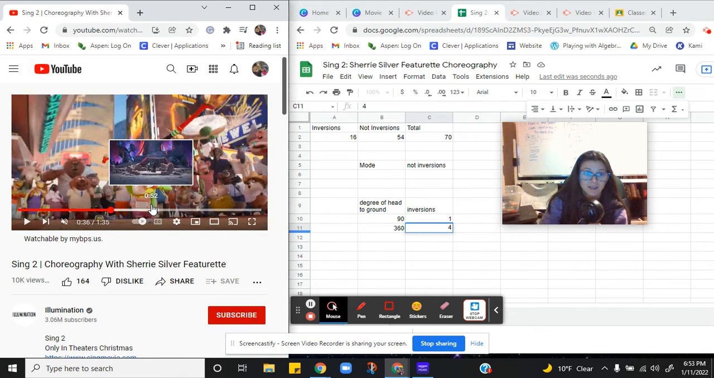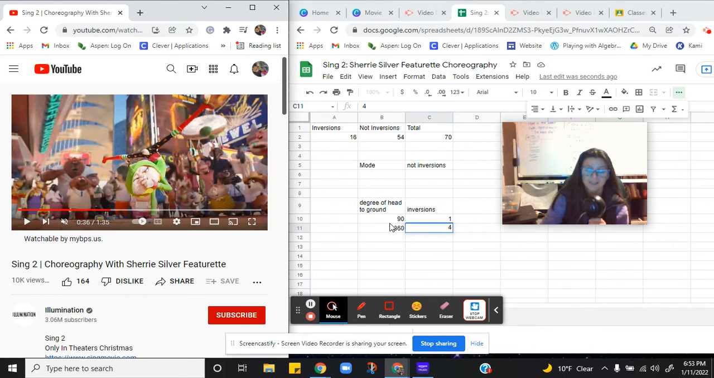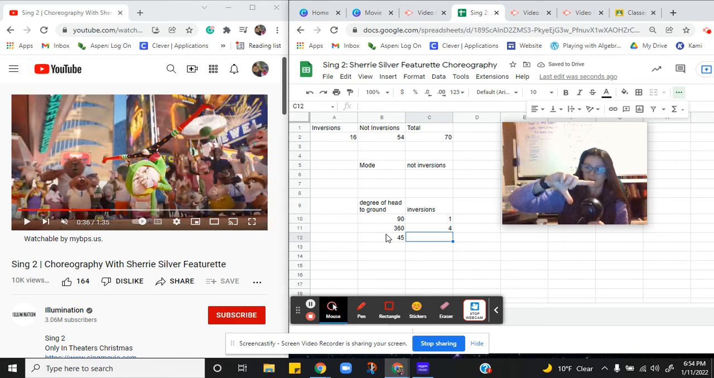To me, that's like a 45. Her head is like 45 degrees to the ground. The head isn't straight down. It's on this kind of tilt. And I would call that 45, right? Or no, it's kind of parallel. Her hand is 90 degrees. She's kind of parallel, like she's kind of at 0.